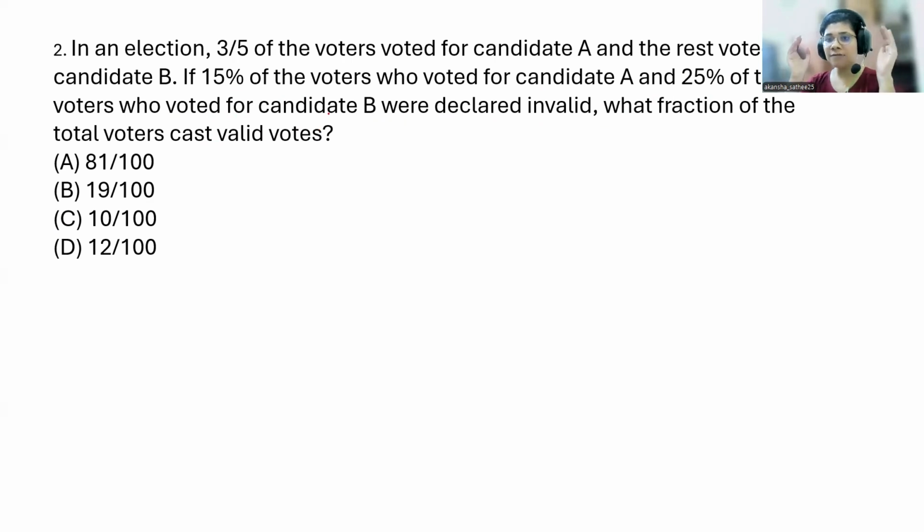So just see, you have some total voters. So assume X is the total voters, right? So of these total voters, 3 by 5 voted for A. So 3 by 5 of X voted for A, candidate A, and the rest all voted for candidate B. What is meant by rest all?